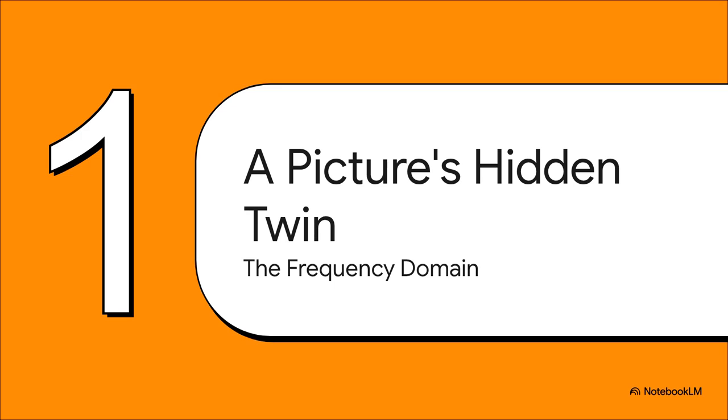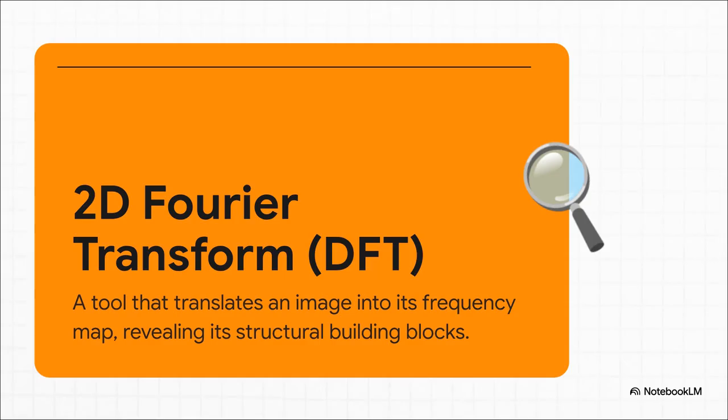Well, the secret is all about unlocking something called the frequency domain. It's time we all met our picture's hidden twin. Okay, so the tool that makes all this happen is called the 2D Fourier Transform, or DFT for short. Now, don't let the name scare you, and please don't worry about the math. Just think of it like a universal translator. It takes a regular picture, the one made of pixels, and translates it into a totally different kind of image, a frequency map. And this map shows us what the picture is actually made of.